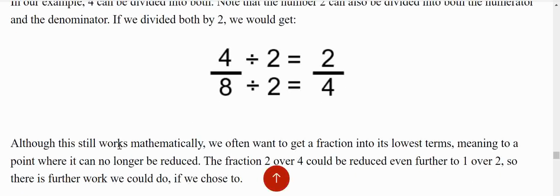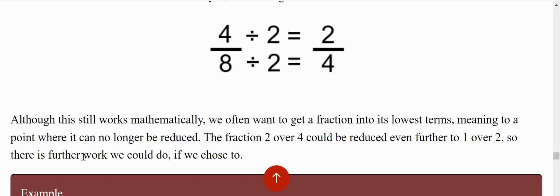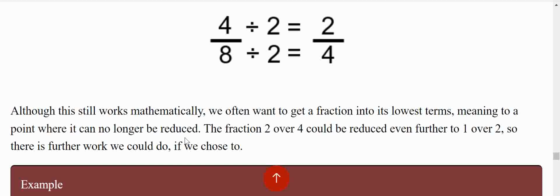Although this still works mathematically, we often want to get a fraction into its lowest terms, meaning to a point where it can no longer be reduced. The fraction 2 over 4 could be reduced even further to 1 over 2. So there is further work we could do if we choose to.